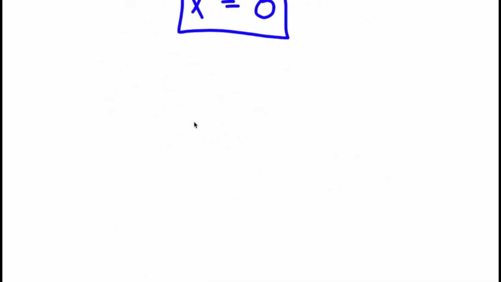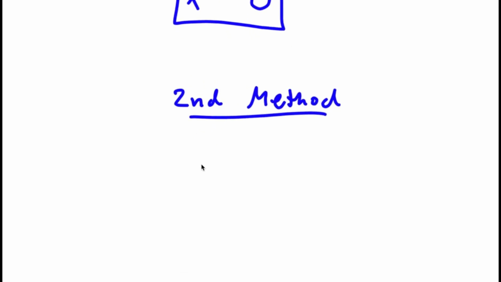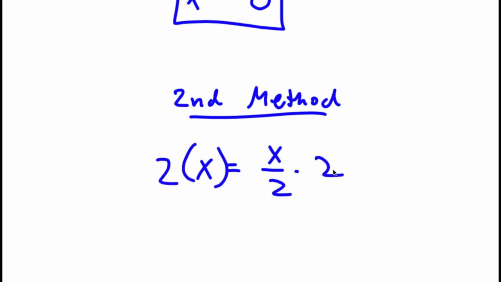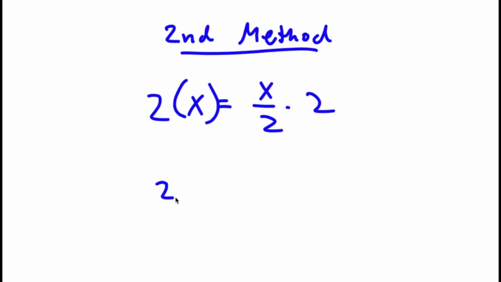Now I actually have a second method of solving this problem. So again, I first start off with x is equal to x over 2. And now this time, instead of subtracting x over 2 on both sides, I'm actually going to multiply 2 on both sides. So I have 2 times x is equal to x over 2 times 2. Well, 2 times x is simply equal to 2x, and x over 2 times 2, these two 2's cancel out, so I'll simply be left with x.